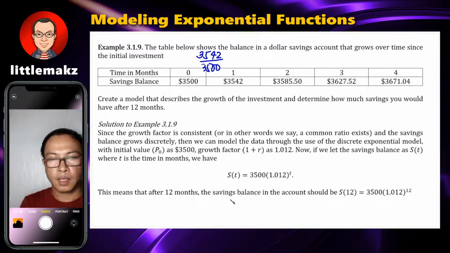Therefore, the savings balance in the account should be S of 12, and that is equal to 3,500, the initial amount, times 1.012 raised to the 12th power. The 12 here is the time that we found. Okay, so that's it.